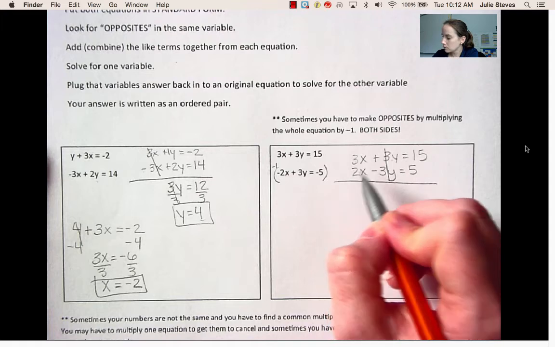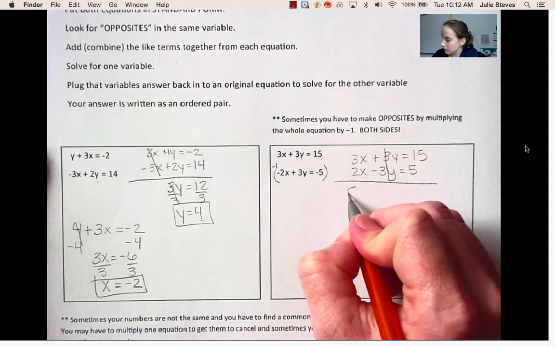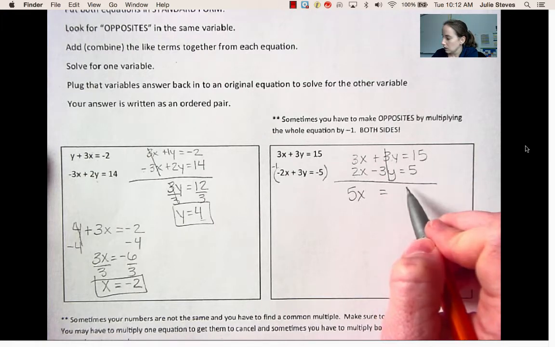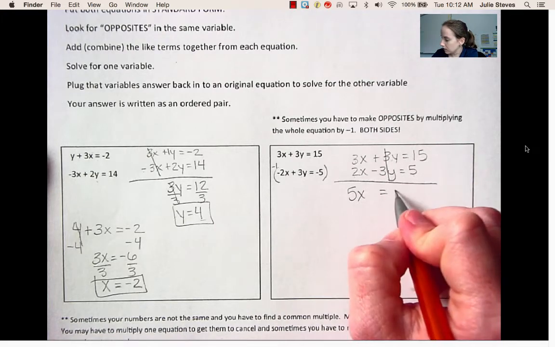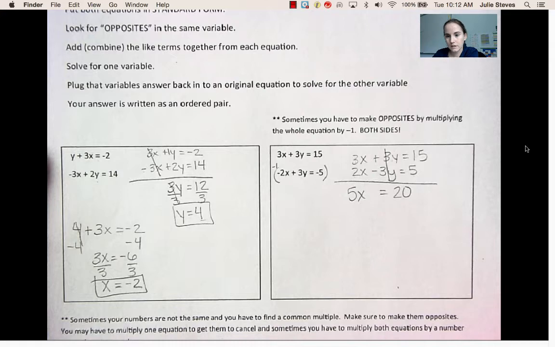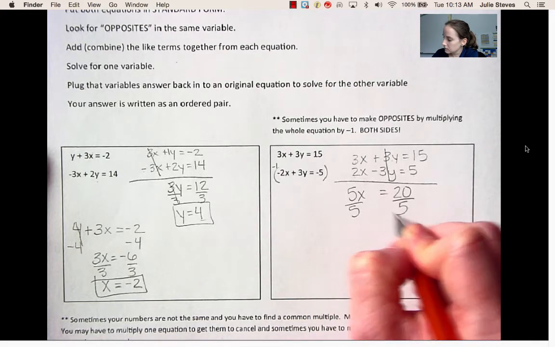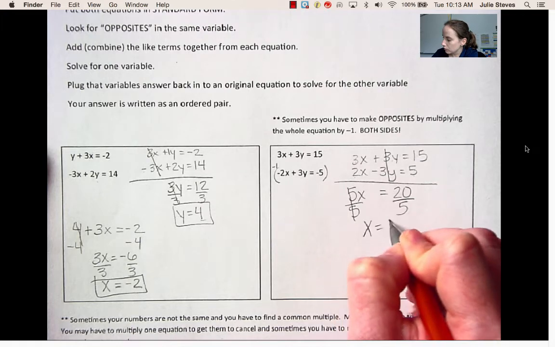So 3x plus 2x is 5x's equals 15 plus a 5 is 20. And so divide to find x. X equals 4.